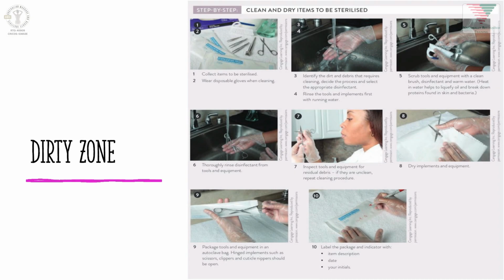Step by step, clean and dry items to be sterilized. 1. Collect items to be sterilized. 2. Wear disposable gloves when cleaning. 3. Identify the dirt and debris that requires cleaning, decide on the process, and select the appropriate disinfectant.